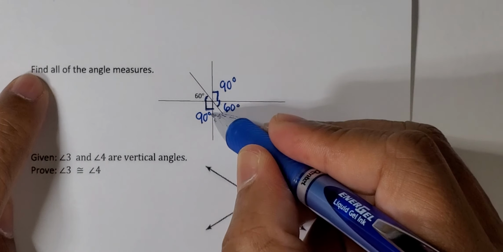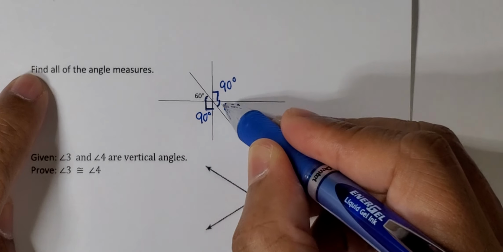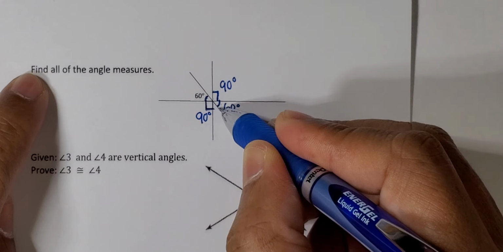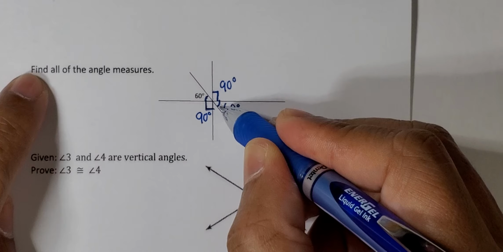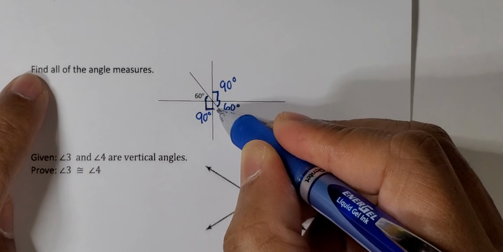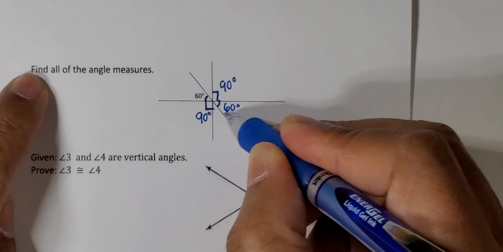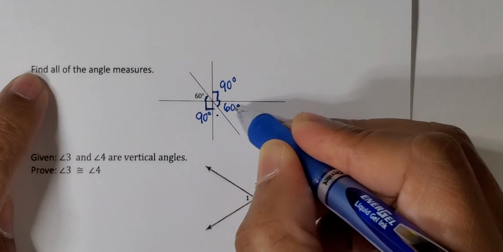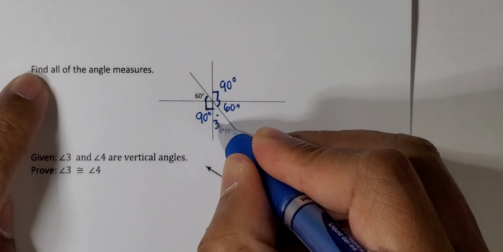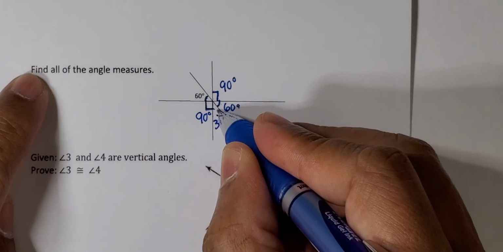So to find this angle here, since this angle is a right angle, that tells me that if I add this angle and this angle that is 60, they have to add up to 90 degrees. So then this angle is going to be 90 minus 60, and 90 minus 60 is 30 degrees. So that's the measure of this angle.